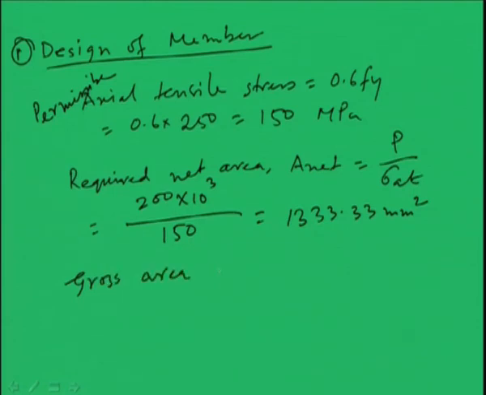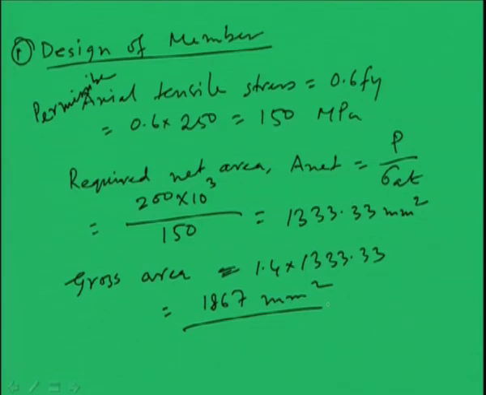So now we can find out the gross area. In the case of an angle, as we have told earlier, the gross area is around 40% more than the net area because of deduction of holes and other things. So we have to take the gross area a little more, that is 20 to 40%. So let us take 40%. So this will become 1.4 into the net area, which is 1867 millimeter square. So the gross area required is 1867 millimeter square.